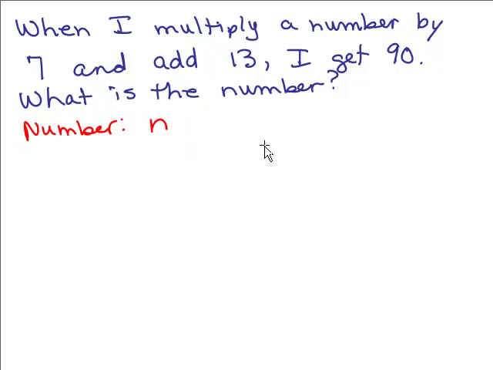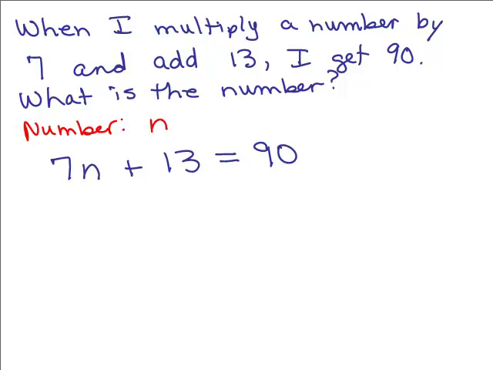Okay, so here's our solution. Now, if the number is n, what does it say to do? I'm going to multiply the number by 7 and then add 13. All right, so if the number is n, first I've got to multiply it by 7. So that means 7n, right? 7 times n means 7n. And then I have to add 13. I get, what's that mean? Equals 90. So there's our equation.